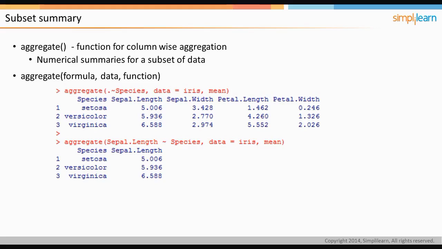The second command aggregates only the sepal length column by species, belonging to the iris dataset. In addition to the mean function, the sum function is a commonly used statistic in aggregation. You can see the other available functions by typing a question mark followed by aggregate to see the help content. Next, we will look at a video that illustrates summary statistics.